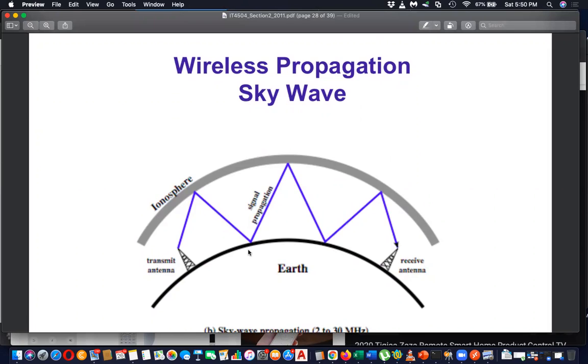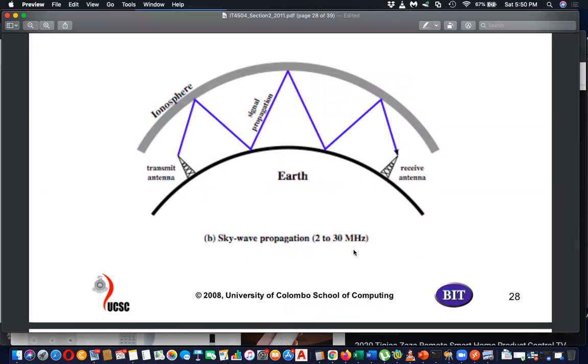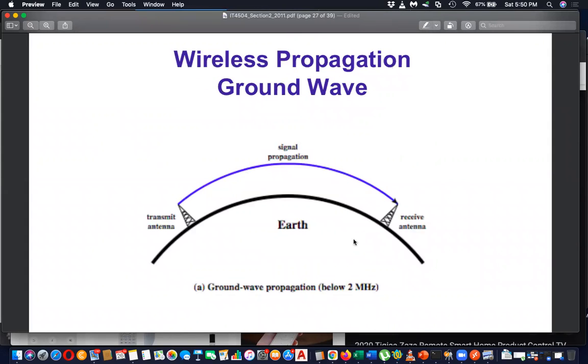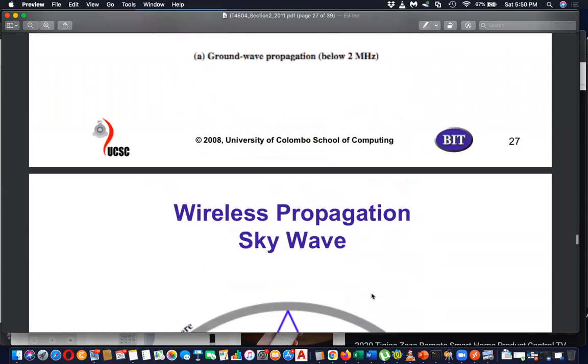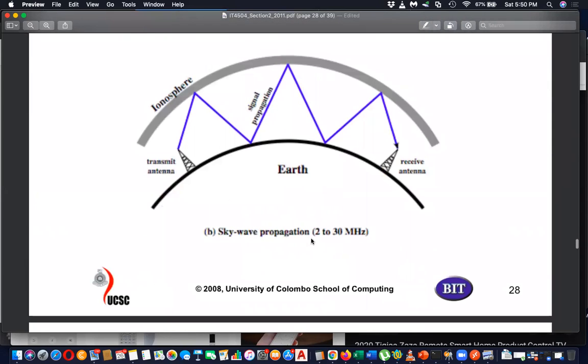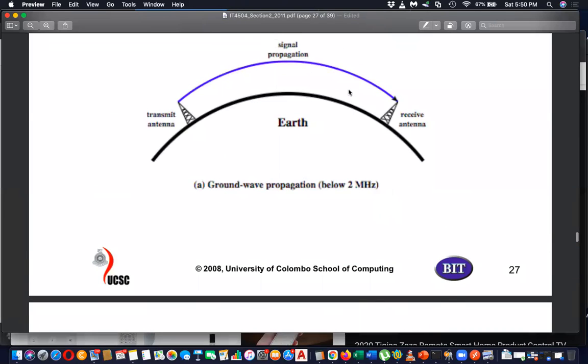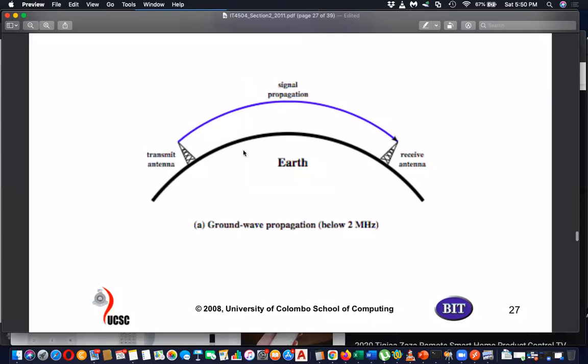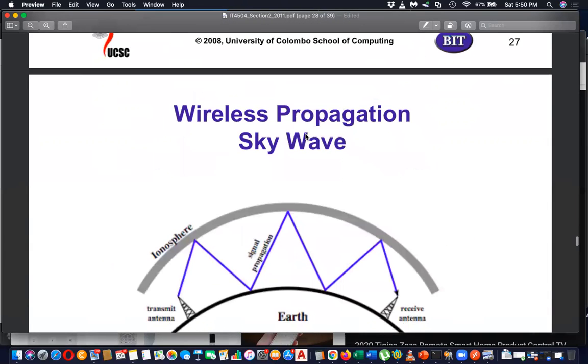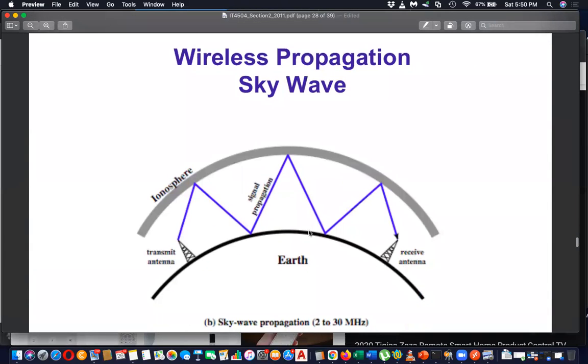We discuss about this, right? So this is for frequencies 2 to 30 megahertz. Here this is below 2 megahertz. If it is below 2 megahertz, but if high frequency 2 to 30 megahertz, you can send this way. This is better, more powerful. But this is not much powerful. Here, if there's a barrier in the middle, then the ground wave propagation will be affected. But skywave propagation is not much affected.